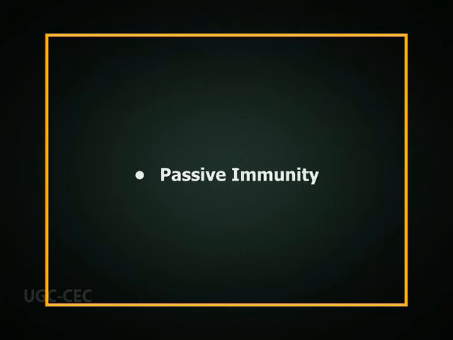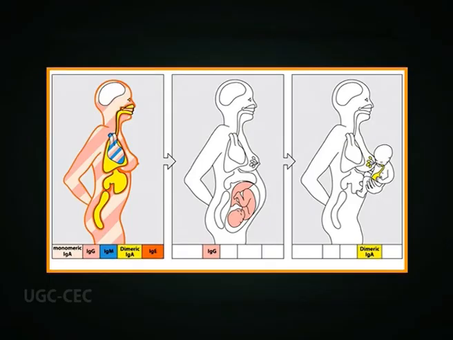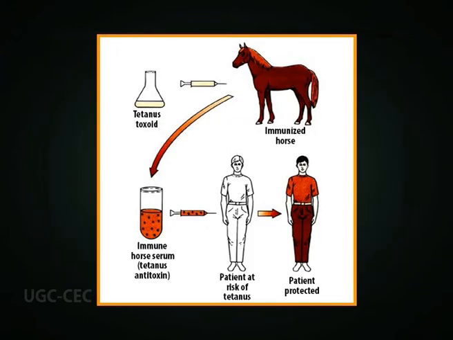Now, let's talk about passive immunity. Passive immunity is the transfer of active immunity in the form of ready-made antibodies from one individual to another. Passive immunity can occur naturally when maternal antibodies are transferred to the fetus through the placenta, and can also be induced artificially when high levels of human antibodies specific for a pathogen or toxin are transferred to non-immune individuals.